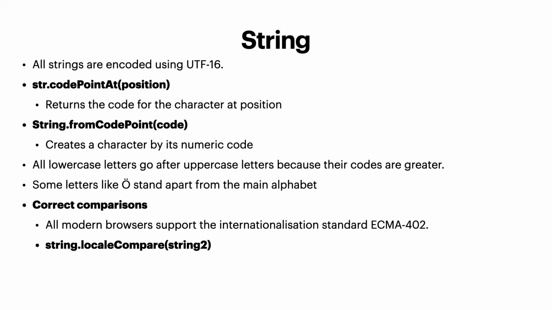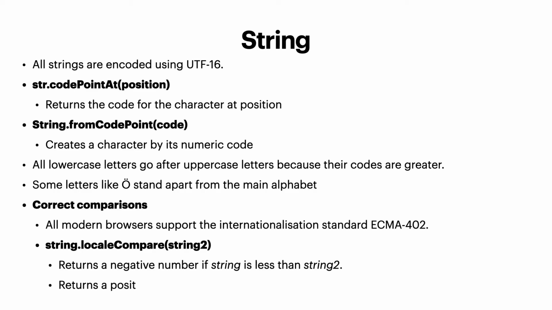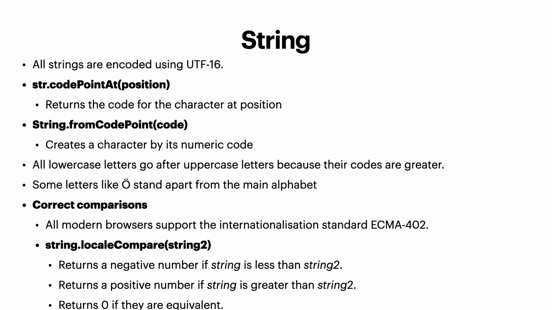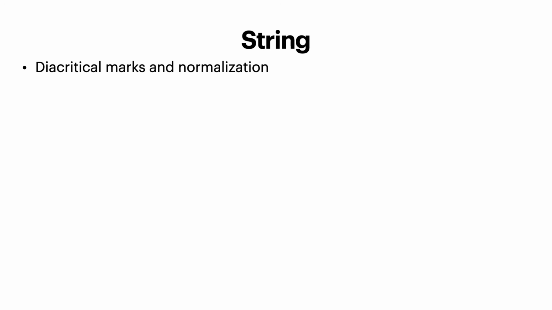The call to str.localeCompare(str2) returns an integer indicating whether the first string str is less, equal, or greater than the string str2 according to the language rules. It returns a negative number if the first string is less than str2, a positive number if it is greater than str2, and 0 if they are equivalent. This method actually has two additional arguments, which allow it to specify the language, by default taken from the environment. Letter order depends on the language, and you can set up additional rules like case sensitivity, diacritical marks, and normalization.